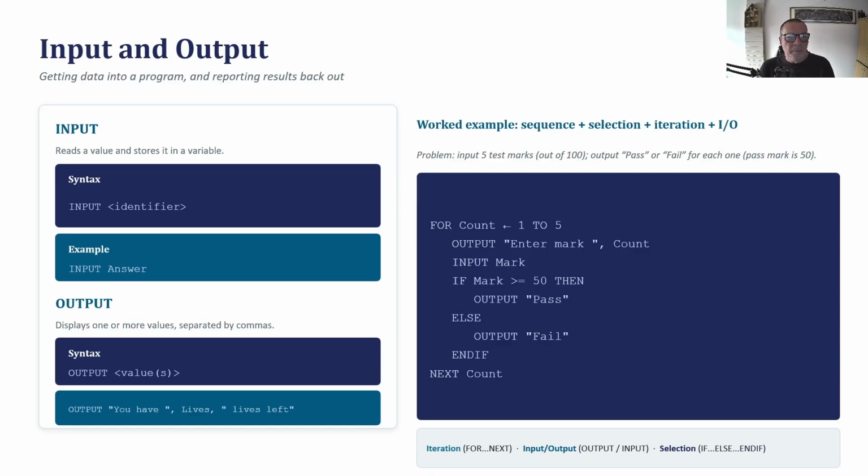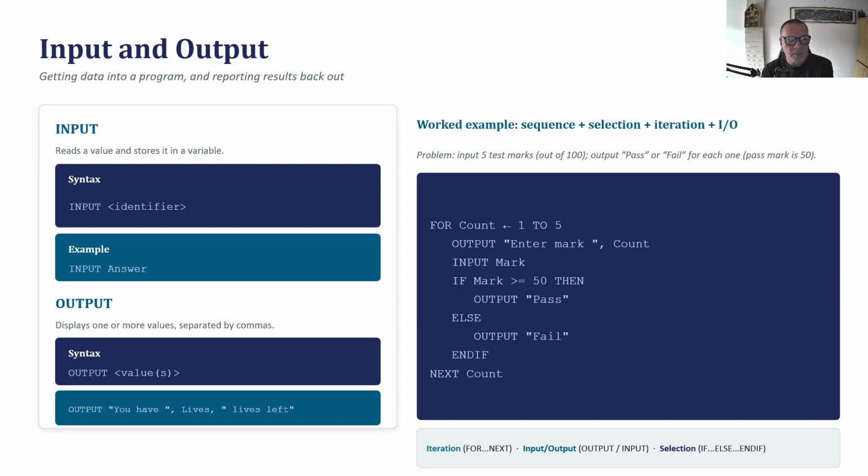So input and output. To get a value in from the user, so when they want to type a value into your program, we use input followed by an identifier, i.e. a variable name. So for example, input answer, they type something and it will go into answer. And in CIE pseudocode, the data type of that is whatever the variable was. So if you declared answer as a string, then you would get a string. If you defined it as an integer, you would get an integer.